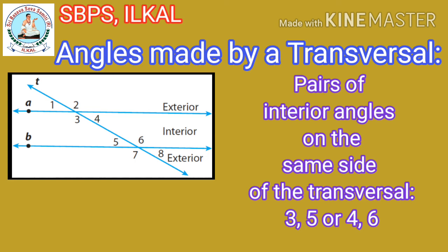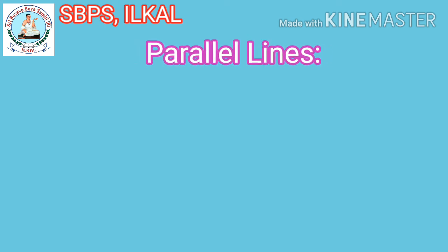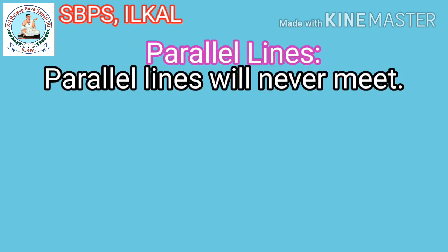Now one more important point, that is pairs of interior angles on the same side of the transversal are supplementary. Means if the lines are parallel, children, when you add interior angles on the same side of the transversal, you will get 180 degree. Here which are those angles? 3, 5 we will consider as a pair of interior angles on the same side of the transversal. In the same way 4, 6 also. Parallel lines will never meet.